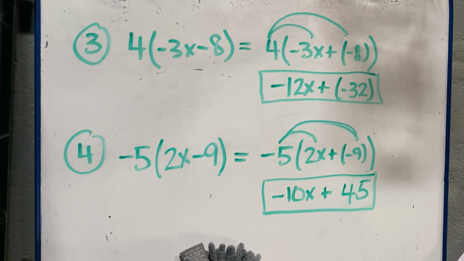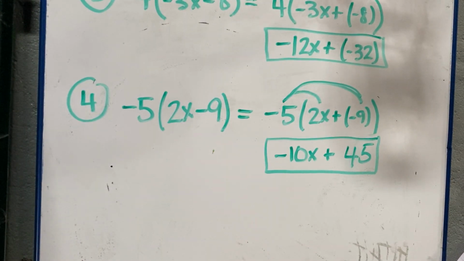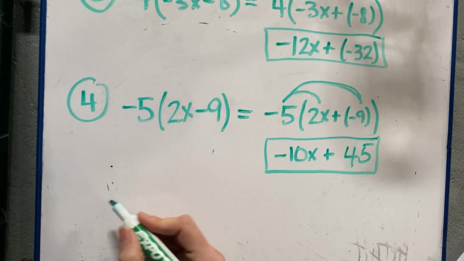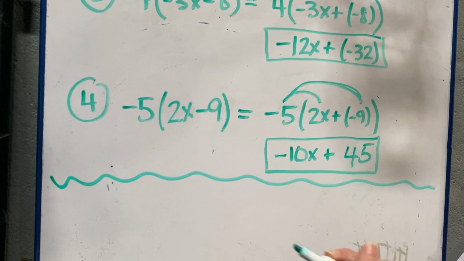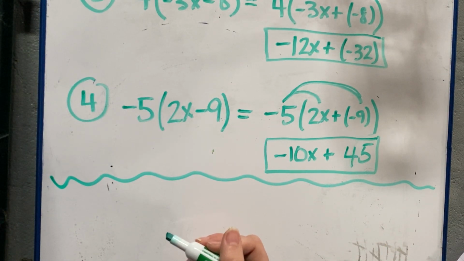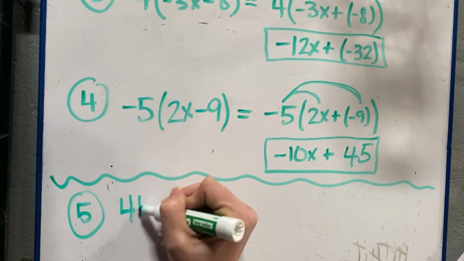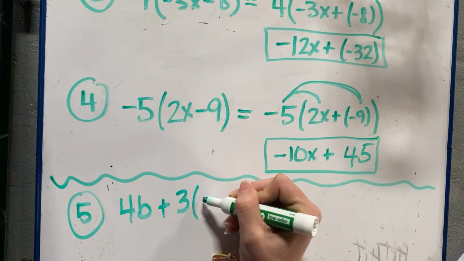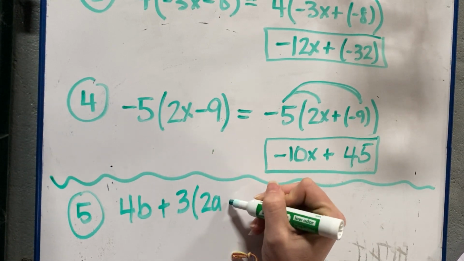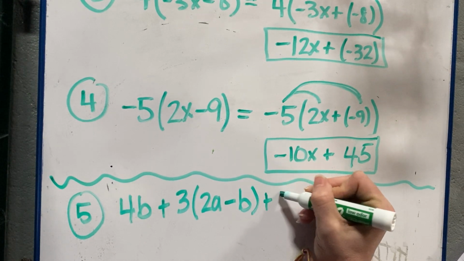So now I'm going to combine that with combining like terms. So here's our example of that. All right. We have 4b plus 3 times 2a minus b plus 7.